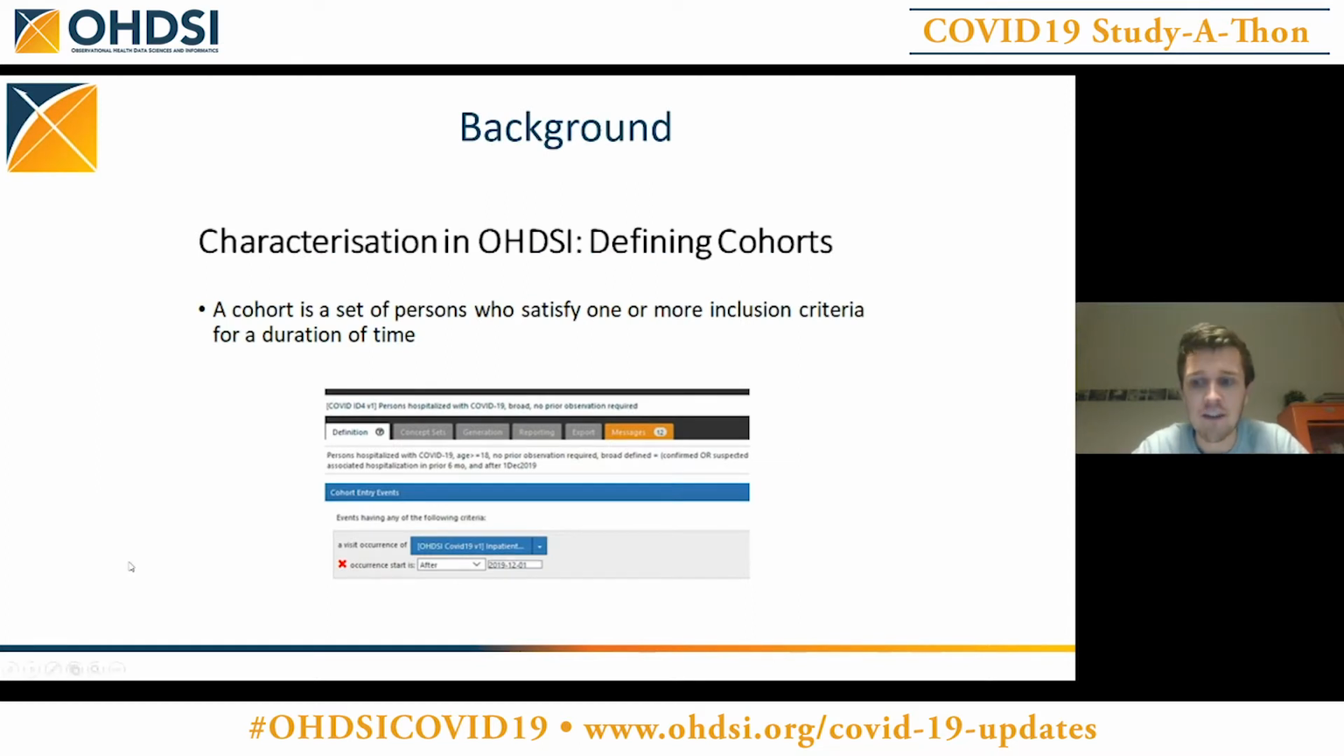So I thought I'd just take a few slides first to talk about the fundamental approach to thinking about characterization in OHDSI. The starting point is these cohorts, as we've heard, and really these cohorts are a set of persons who satisfy some set of inclusion criteria for a duration of time, and that's the fundamental building block, as we've just heard, of going forward and doing the characterization.